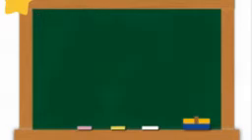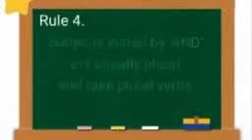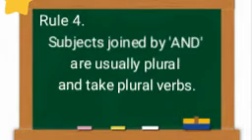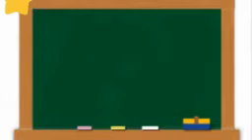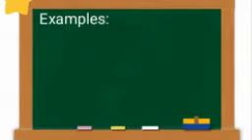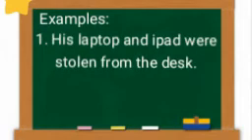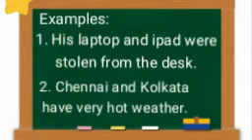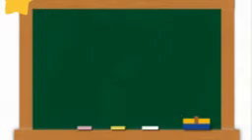Let's proceed to rule number 4. Subjects joined by and are usually plural and take plural verbs. Here are some examples. His laptop and my iPad were stolen from the desk. Chennai and Kolkata have a very hot weather.